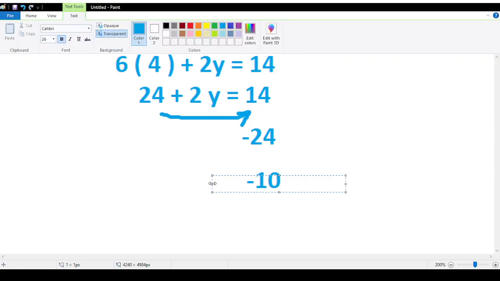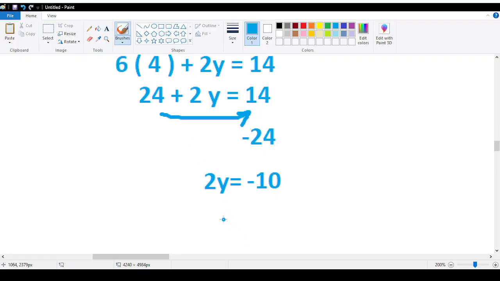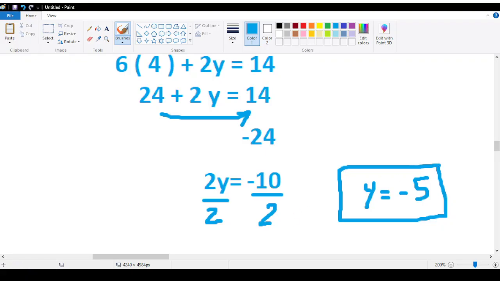And then what should I write here? 2y equals negative 10. Now divide by 2. So I will end up with y equals how much? Minus 5. Okay, Shamsa. Now, last example you will solve alone.